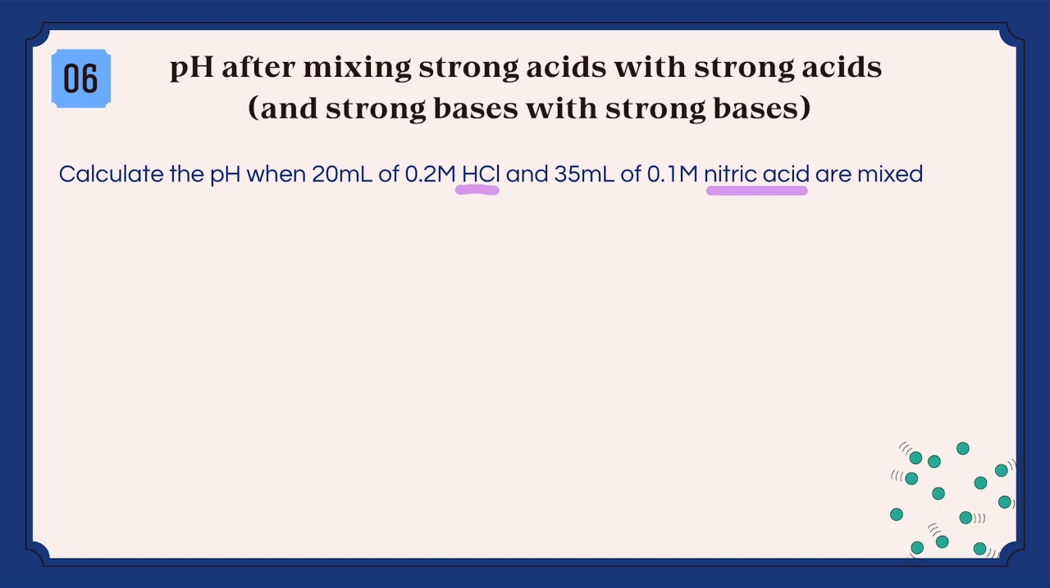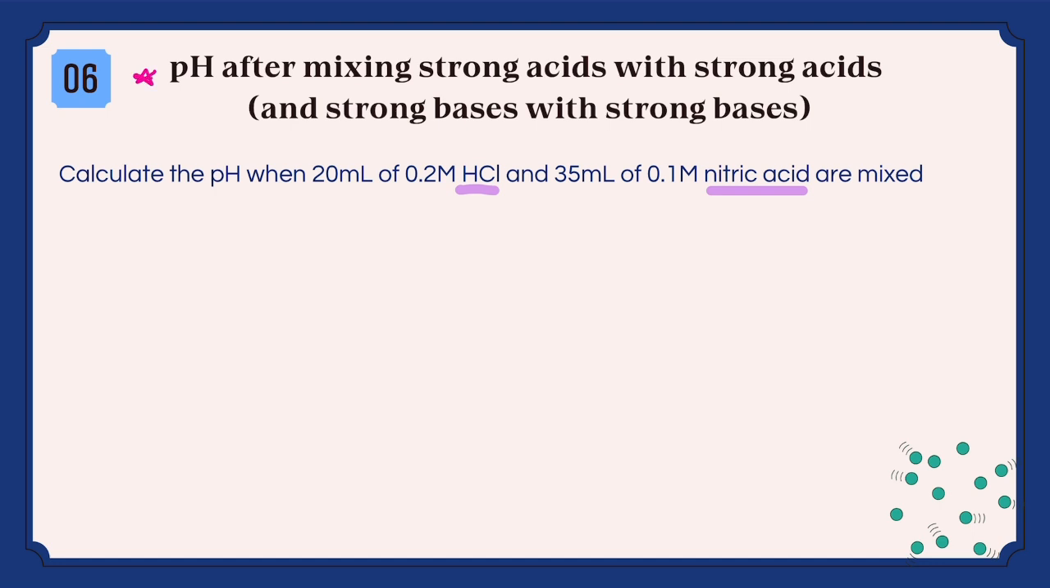We're going to be looking at a variety of calculations, so it's really important that you first look at which type of calculation it is, so you're doing the correct series of steps. So over here, you can see we have two acids being mixed together. They are both strong, so it's this type of calculation.